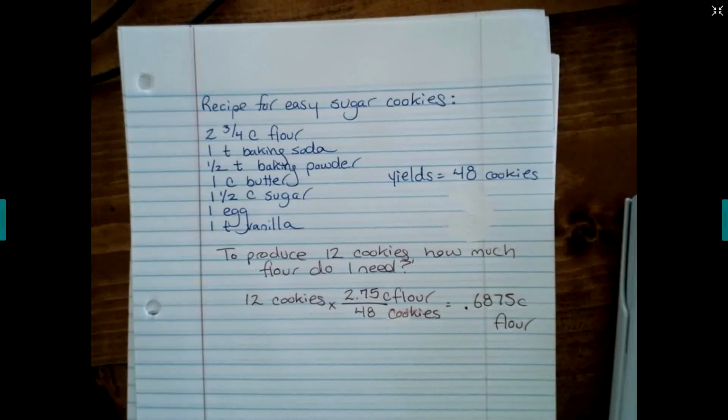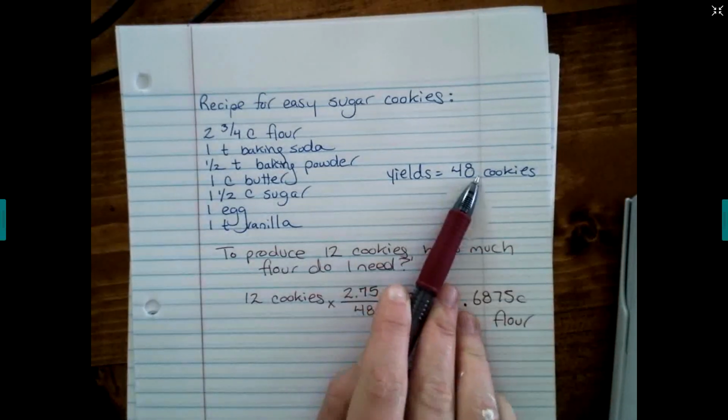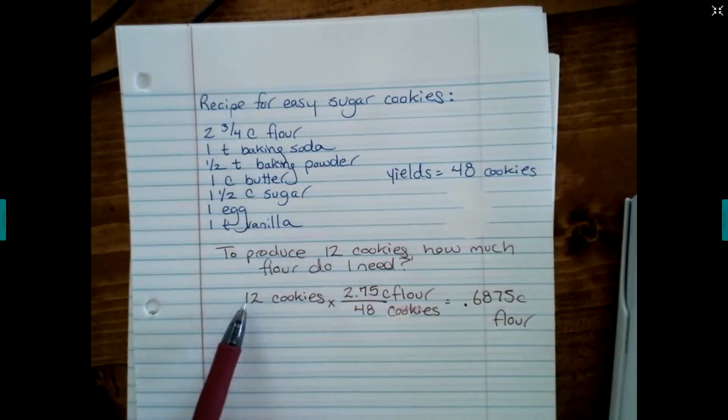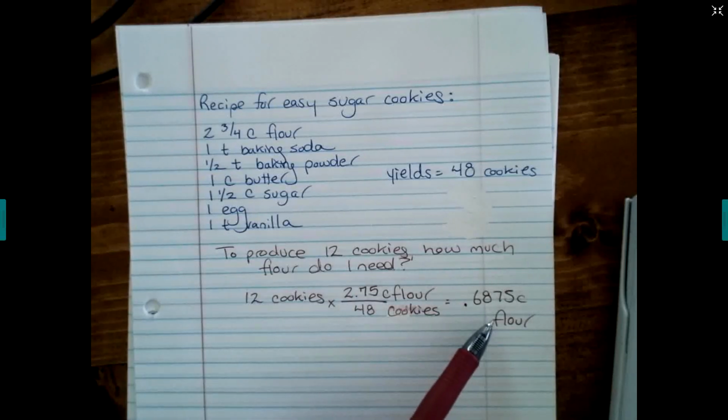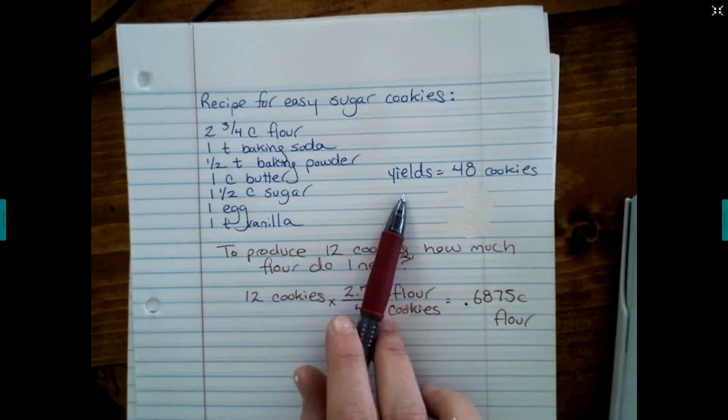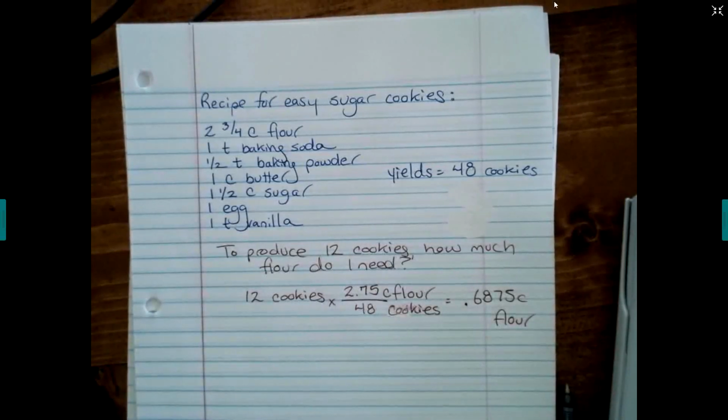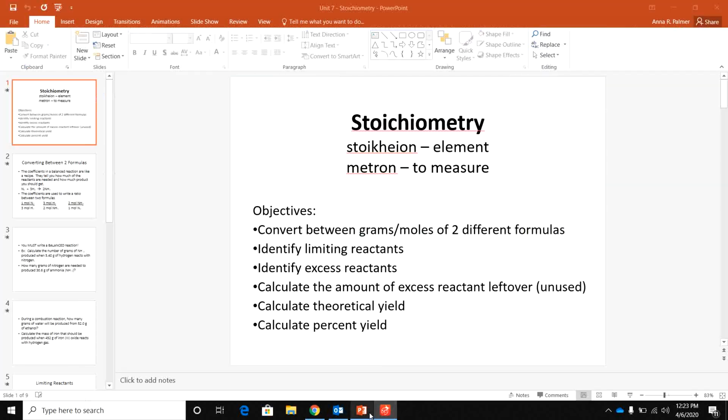Well, I wanted to show you this simple example because this is exactly what we're going to be doing with chemistry. You're going to be given an amount. It might be the product, it might be one of the reactants, and you're going to have to change that number to something else. You might be decreasing it like we did here, or you might be increasing it to a bigger number. But the way you do that is you have to use a ratio. And just like this recipe, your balanced equation is going to serve as your ratio. So we're going to go back to the PowerPoint now. I'll go through a few slides with you and then we'll work some problems together.